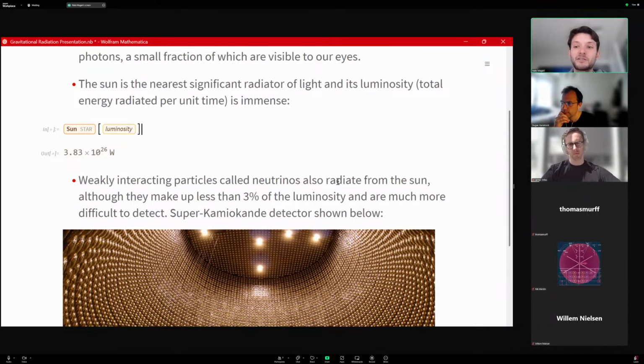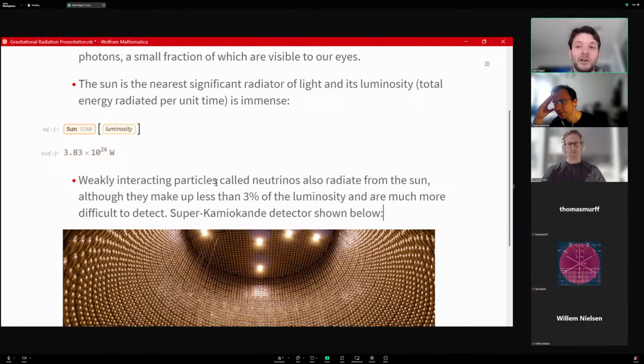And most of them actually just travel straight through the core. And the ones that do happen to reach Earth, most of those just pass straight through the Earth, because these particles only interact through the weak nuclear force. And so we each have, I believe, trillions of these particles passing through us every second. And even though there are so many of them, they carry so little energy that they make up less than 3% of the luminosity of the sun.